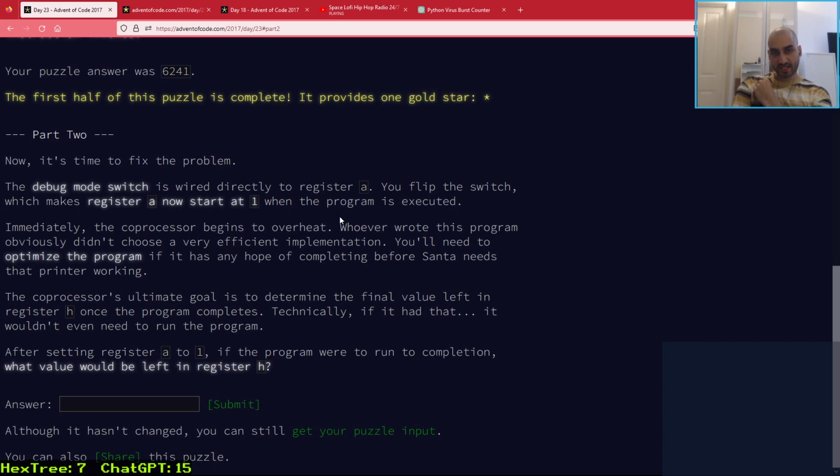After setting register A to 1, if the program were run to completion, what value would be left in register H? Alright, so let's just test it. It's gonna get stuck in an infinite loop. That's what they're implying. Let's just try it anyway.